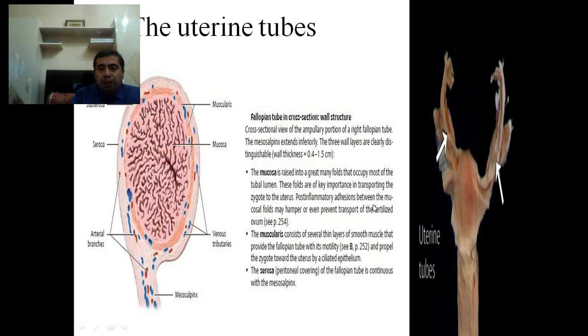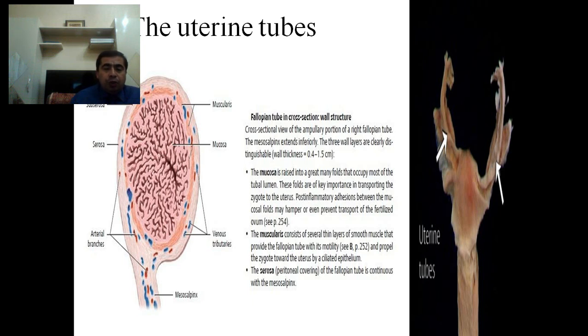The uterine tube, for a beginning, is the fallopian tube in cross section. Like the uterus, the uterine tubes are intraperitoneal organs, but we can't say the same thing about the ovaries, because yes, they are located totally within the peritoneal cavity, but the peritoneum doesn't cover the ovaries.